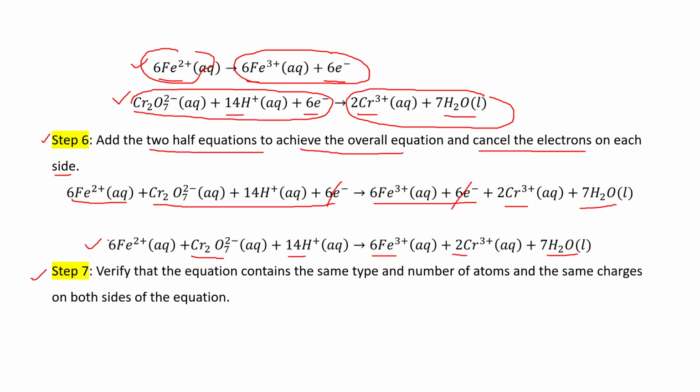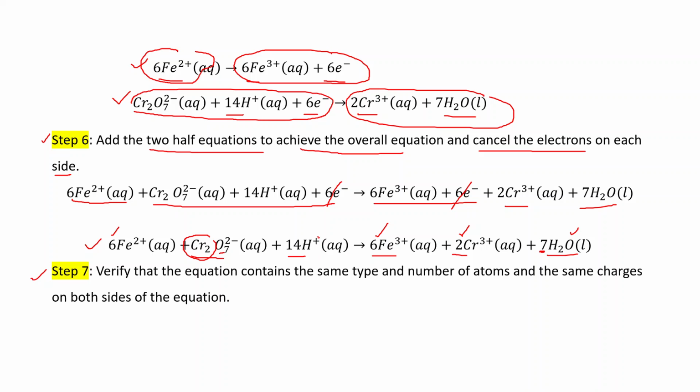Let us see. Now in the reactant side 6Fe, in the product side 6Fe. Clear? Now in the reactant side 2 chromium, in the product side 2 chromium. Let us see oxygen. In the reactant side 7 oxygen atoms, in the product side 7H2O, so we can say 7 oxygen atoms are there.